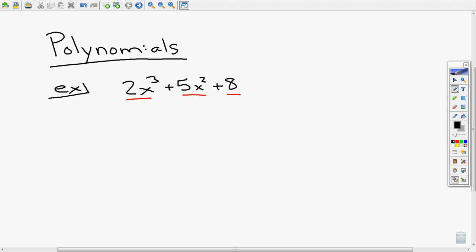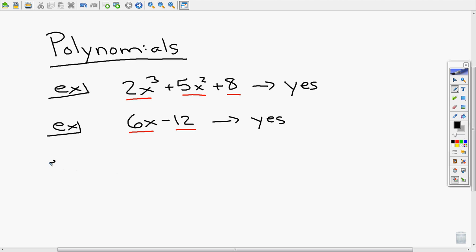Another example of a polynomial would be, let's say, 6x minus 12. And that's an example of a binomial because it has 2 terms. So this one up here is a polynomial. This one here is a polynomial.